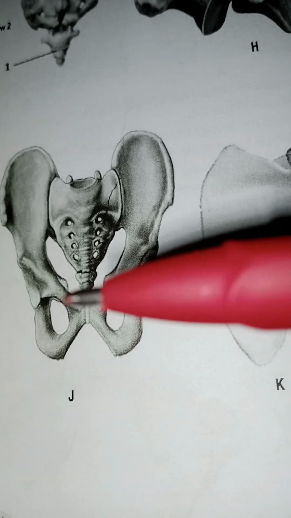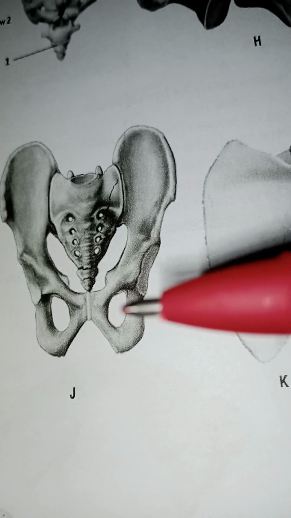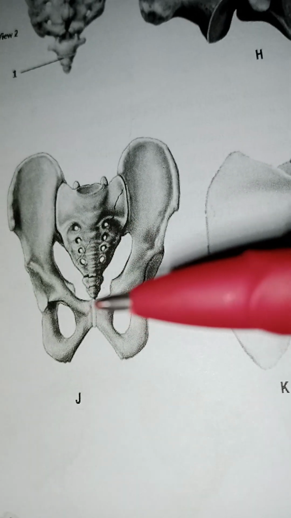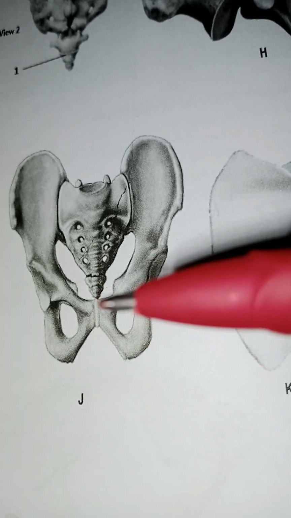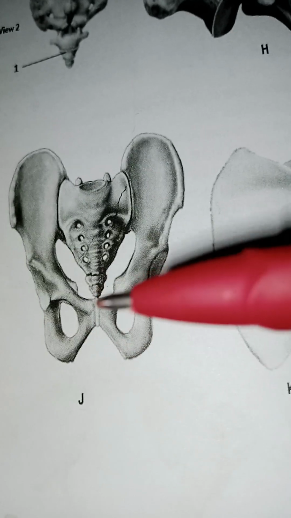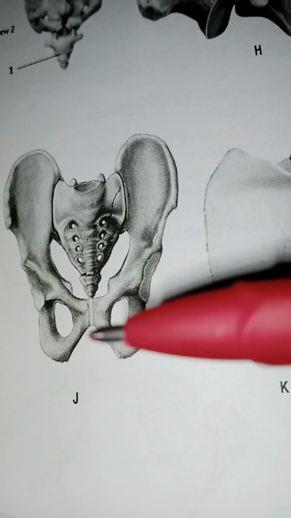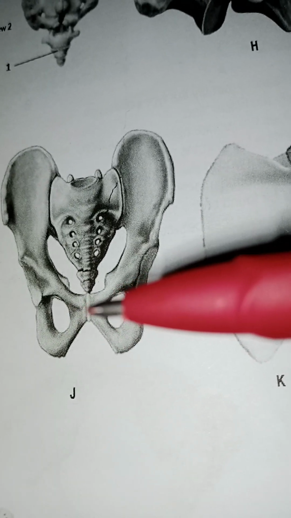Then we have these hollow-like structures. These are the obturator foramen for passage of blood vessels. And then we have this part here. This is the pubis symphysis. The pubis symphysis is most pronounced in females because it normally allows for flexibility and normally widens up during parturition.